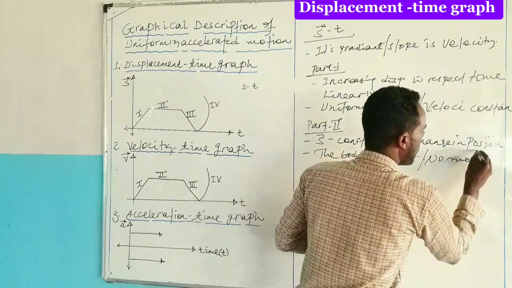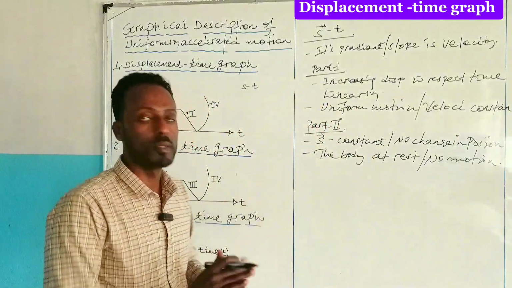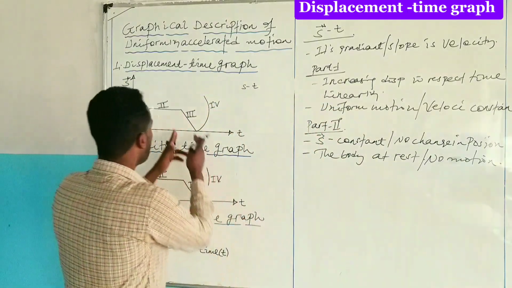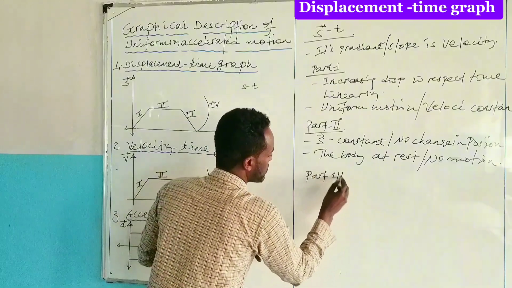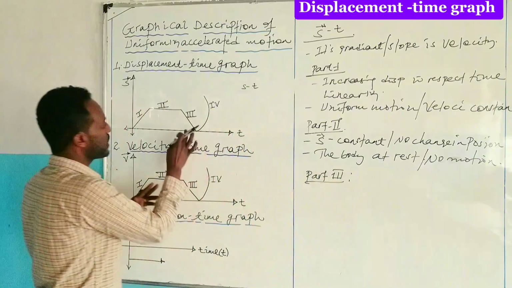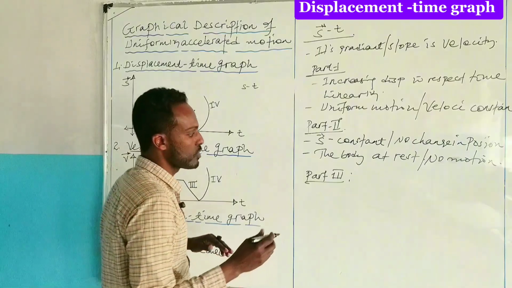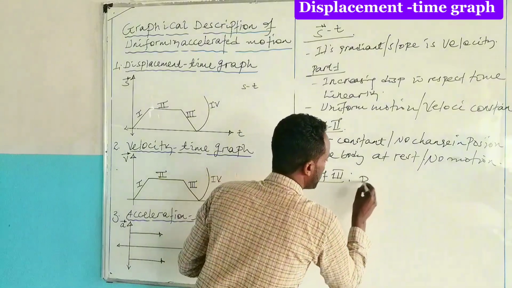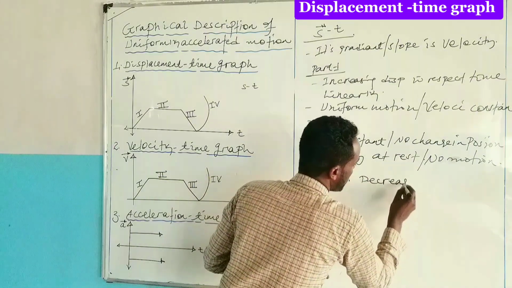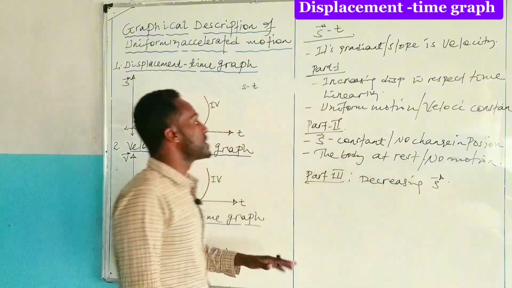No motion. ምንም አይነት እንቅስቃሴ የለም ማለት ነው። ፓርት 3 ላይ ስንመጣ ደግሞ ምንድን ነው የምናየው? There is what? Decreasing position. The displacement of the body is decreasing with respect to time. Decreasing what? Displacement with respect to time.